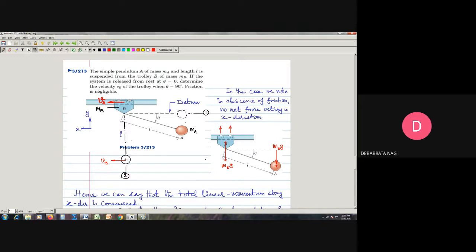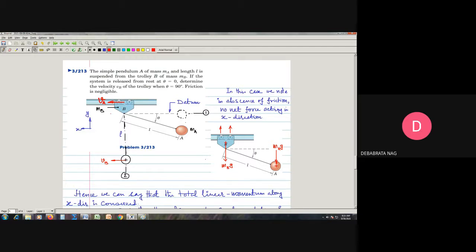So at that position, once the pendulum is released from this condition of rest, what would be the velocity of this trolley that we have to find out.